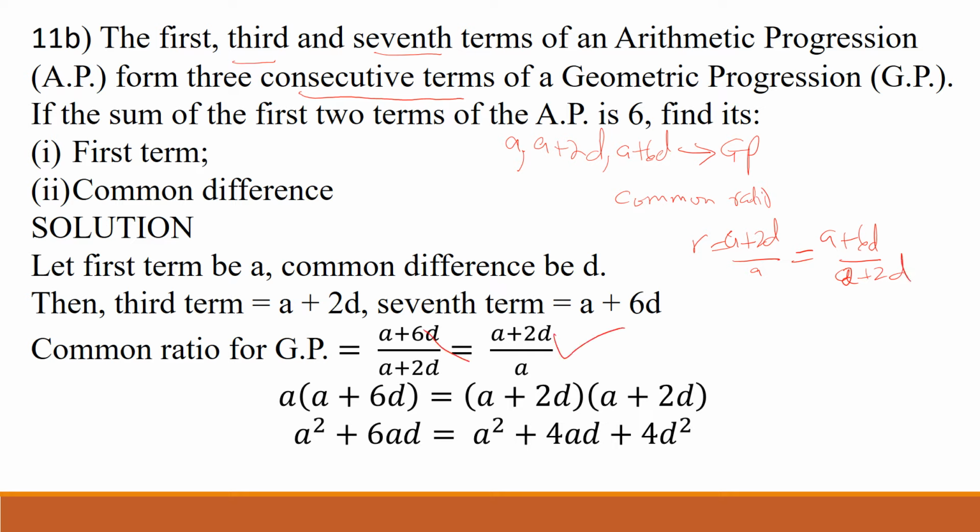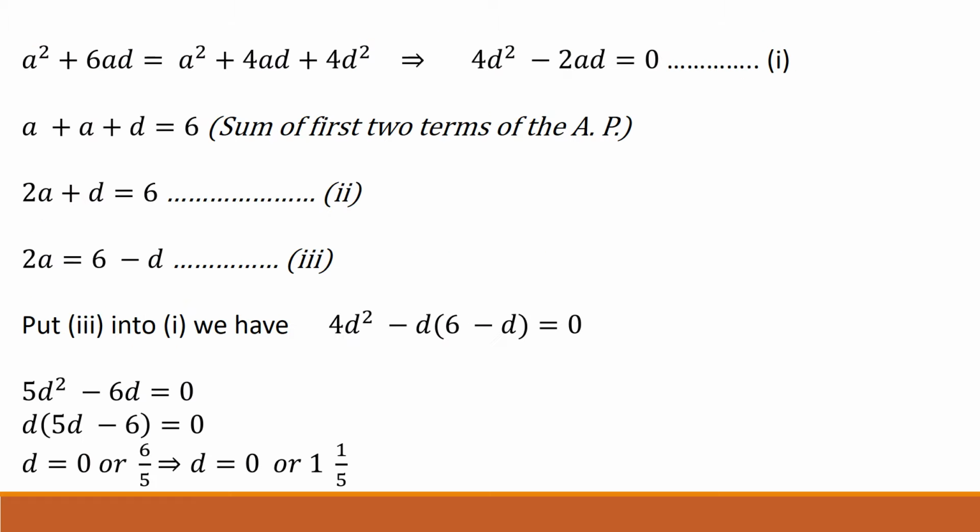So we'll cross multiply to have A multiplying A plus 6D and then A plus 2D multiply itself. We'll open the bracket to have A squared plus 6AD on the side, and then on the right we have A squared plus 4AD plus 4D squared. Okay, we can simplify further, but let's continue that on the next slide. Alright, let's continue on the slide. So I carried this over to the slide.